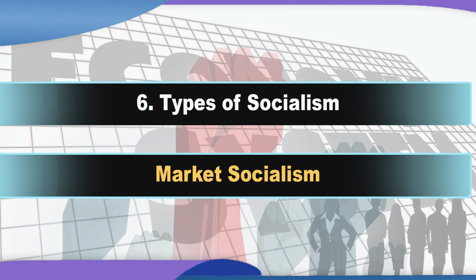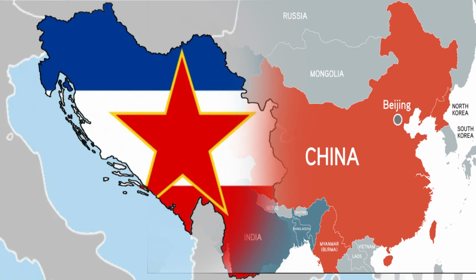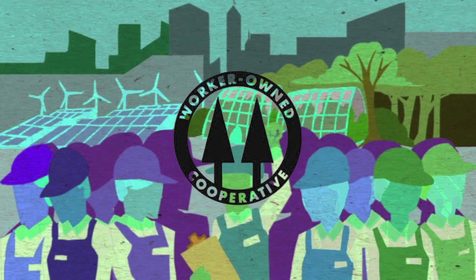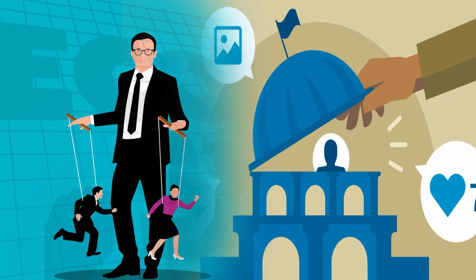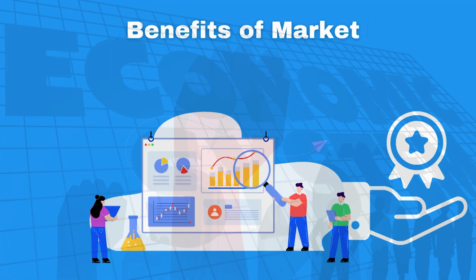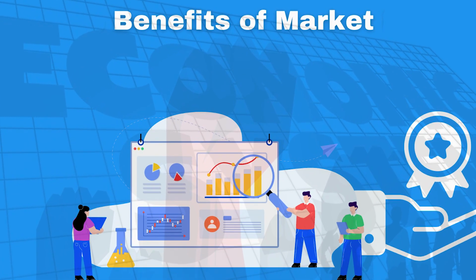Next, we have market socialism, which is adopted by countries like Yugoslavia and China that combine socialist political control with market mechanisms for resource allocation. Worker-owned cooperatives or state enterprises compete in markets, but major decisions remain under government control. This model attempts to capture the efficiency and benefits of markets while maintaining social ownership.